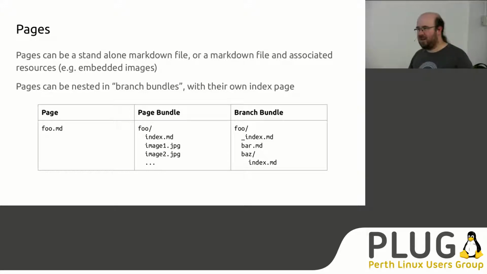Then the last case is a branch bundle, which is when we've got one page with multiple pages underneath it, which is very common on a website. In this case, we've got an _index.md file, which is what is displayed when you're looking at that directory rather than any of the pages underneath it. And any of the pages within the branch bundle can also be page bundles, like this Baz page we've got here.